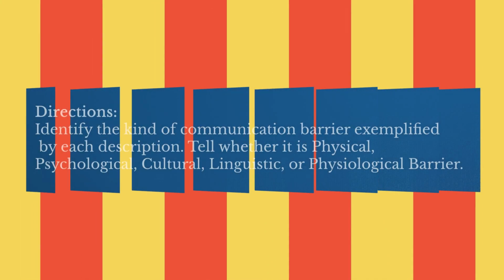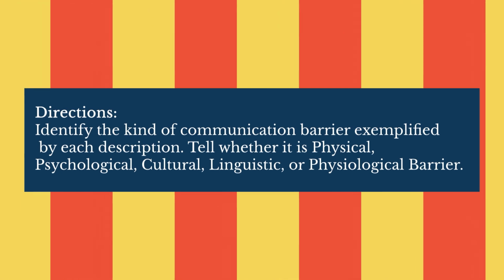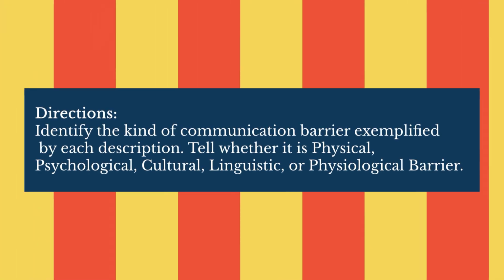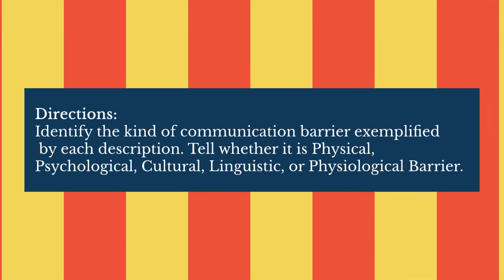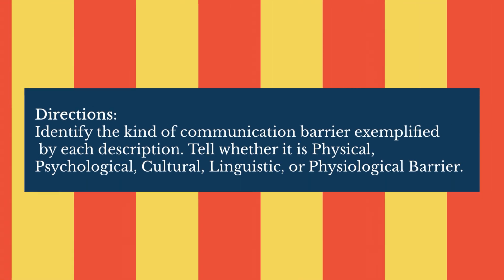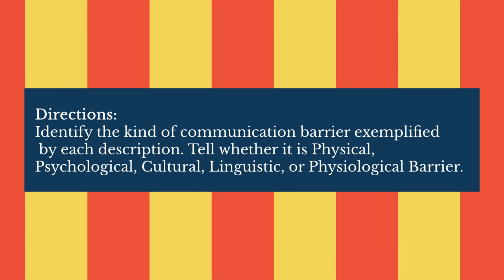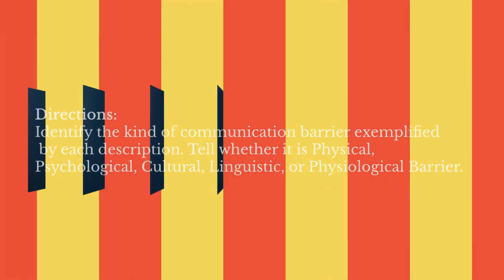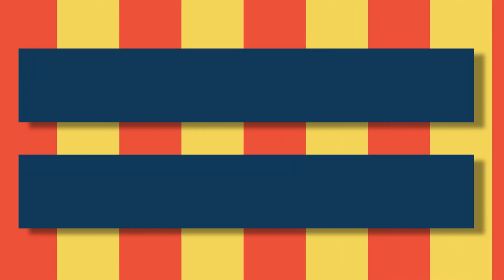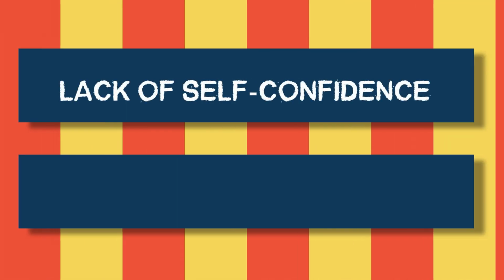Alright, class. Now that you are familiar with the different types of barriers, let's try to do activity 1 on what's more in your SLM. Directions. Identify the kind of communication barrier exemplified by each description. Tell whether it is physical, psychological, cultural, linguistic, or physiological barrier. Write your answer on a separate sheet of paper. I'll give you 5 seconds to answer each item. Number 1. Lack of self-confidence.